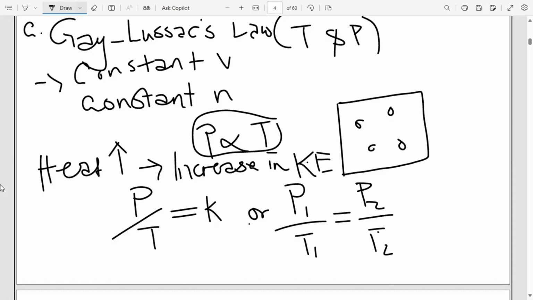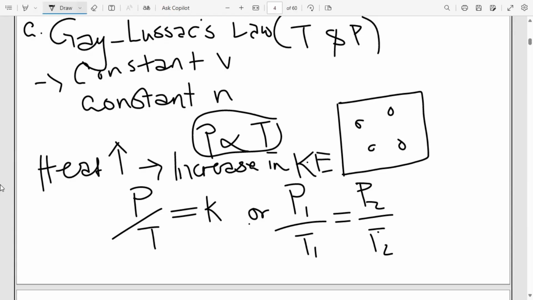This is mostly experienced if you've ever used a pressure cooker. A pressure cooker actually follows this principle very well because you have the same amount of molecules inside the pot or inside the cooker, but as you start increasing the temperature of the surrounding or of the system, you actually notice what is happening. The pressure will increase such that even the valve will open and so on. So that is what the Gay-Lussac's law actually talks about.